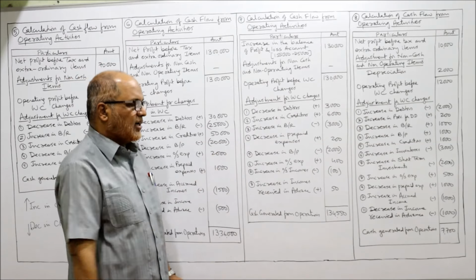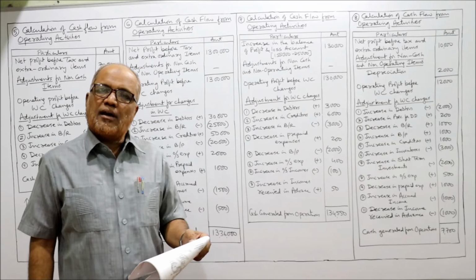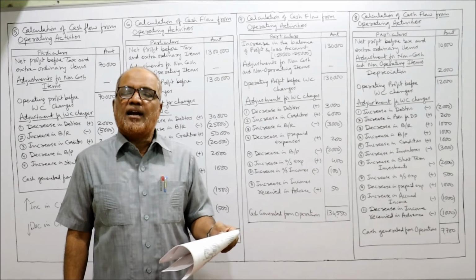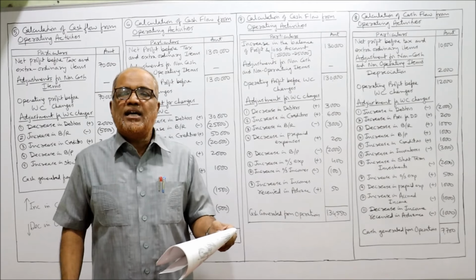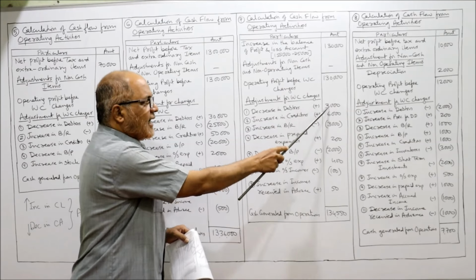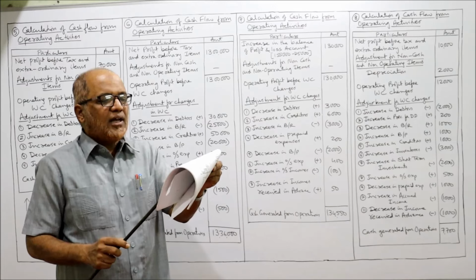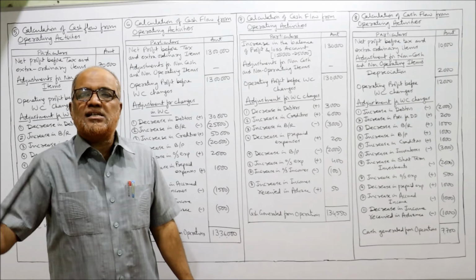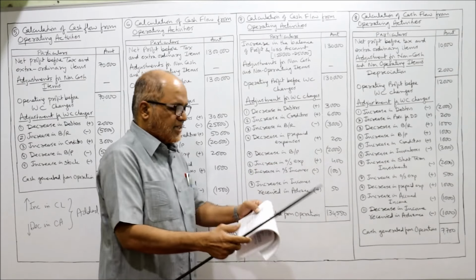Now adjustment for working capital changes. Again, we are given current assets and current liabilities, just like the previous one. Debtors is a current asset. Last year 45,000, current year 42,000. Decrease in debtors is added. So decrease in debtors, added 3,000. Take the difference between the two values. Then creditors. Last year 20,000, current year 26,000. Increase in creditors added, 6,000.